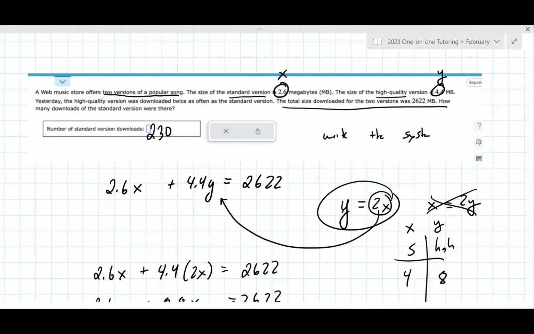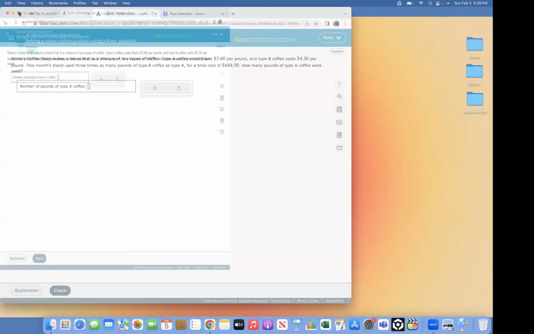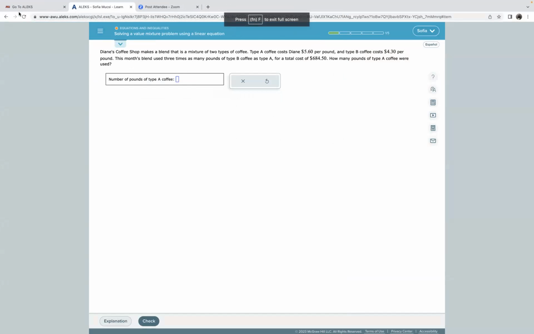I'll share my screen again. Yeah, I can attempt to do this one. Sure. See if you can set up the equations. I'm going to grab a snip and I'll share my screen here. But the setup is really the important part.